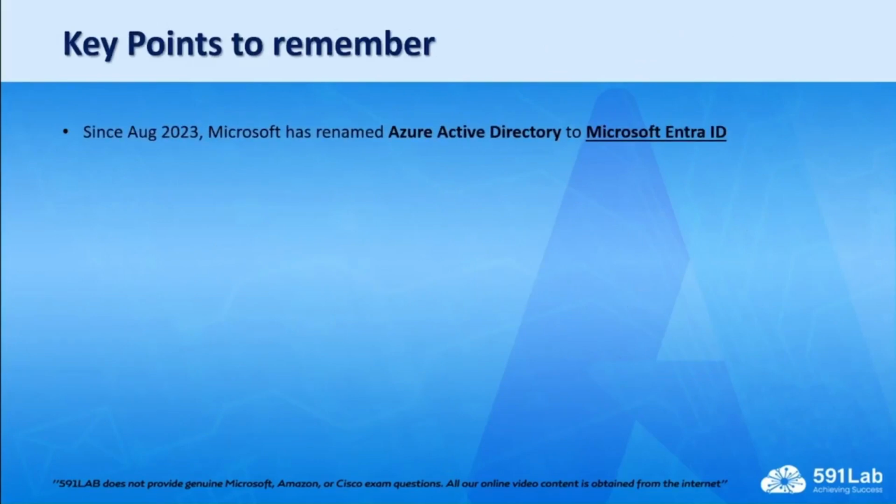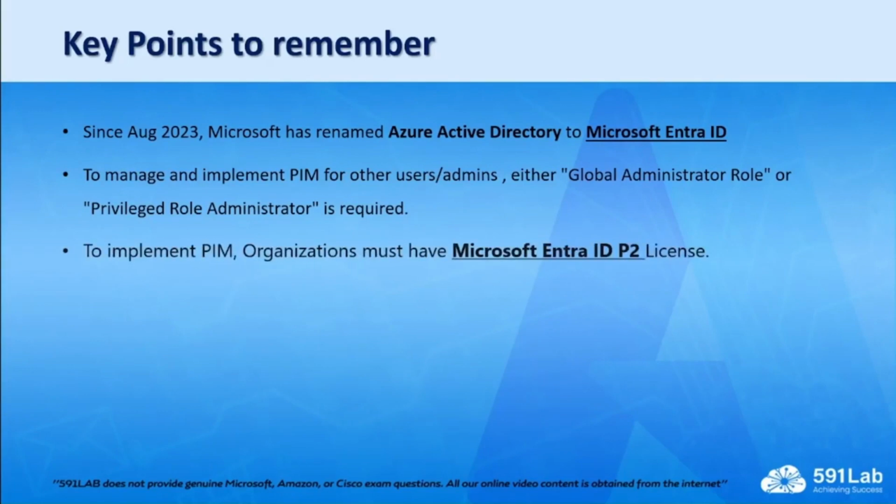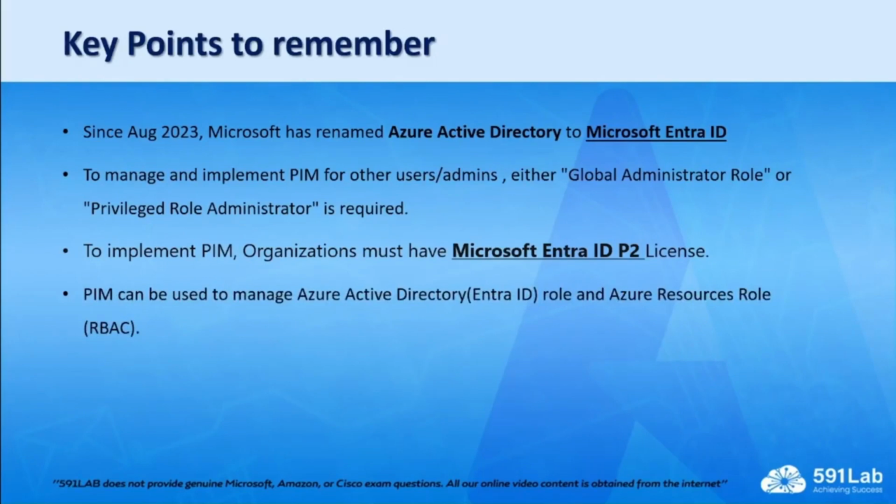So, since August 2023, Microsoft has renamed Azure Active Directory to Microsoft Entra ID. To manage and implement PIM for other users and admins, either Global Administrator role or Privileged Role Administrator is required. To implement PIM, organizations must have Entra ID P2 license. And lastly, PIM can be used to manage Azure Active Directory or Entra ID role and Azure Resources role, which is also called RBAC roles.